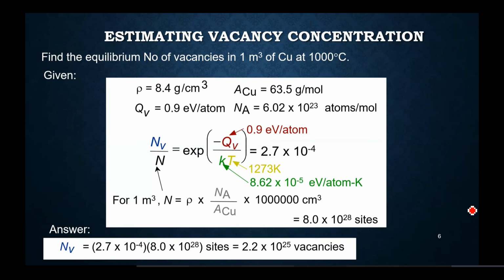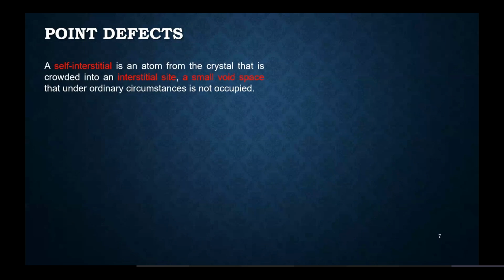So we have looked into one kind of vacancy point defect, which is vacancy. Now, another kind of point defect is a self-interstitial point defect, and it is a defect in which an atom from the crystal that should have been there in the normal position is crowded into an interstitial site, that is a small void space that under ordinary circumstances is not occupied. Vacancy is when an atom is missing from the position where there should have been an atom.